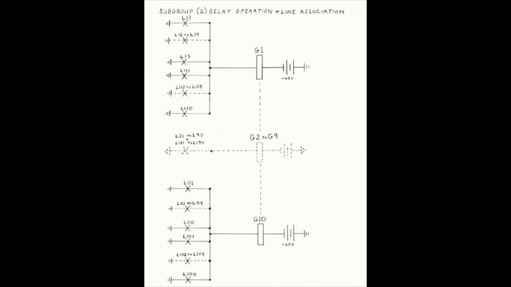Notice that all 20 line relay make contacts in the subgroup are set up in parallel and connect to the winding of its subgroup's G relay. So whenever one or more of the 20 line relays in the subgroup are operated, the G relay operates. The G relay stays operated for as long as any one of the 20 line relays in its subgroup remains operated. When all 20 line relays are released, the G relay releases.